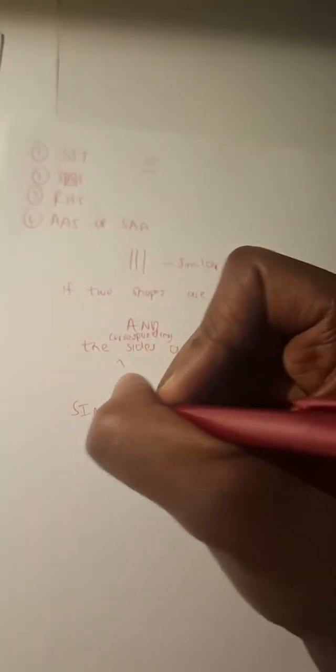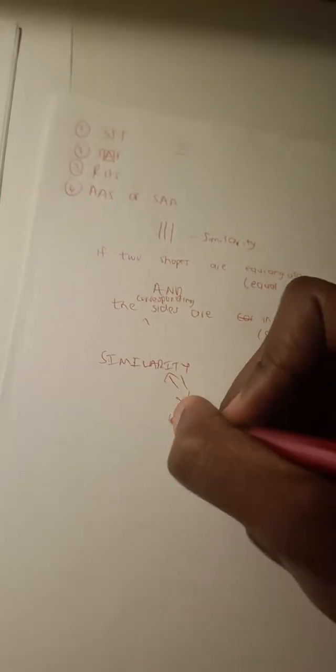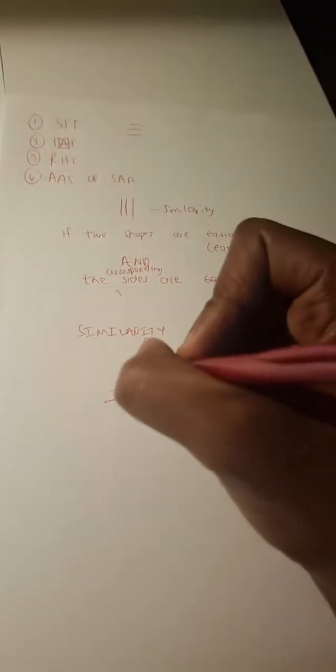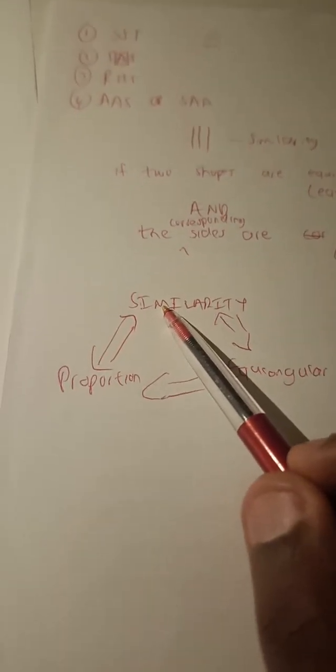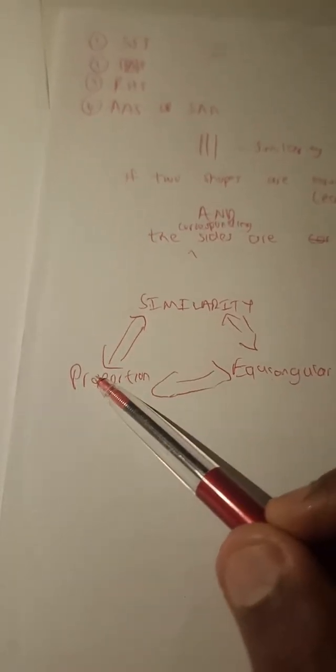So we then say that similarity is when shapes are equiangular. And if they are equiangular, we know that the sides are in proportion. In other words, there are proportional sides. I want you to understand this. Similarity means equiangular. Equiangular means the sides are in proportion.